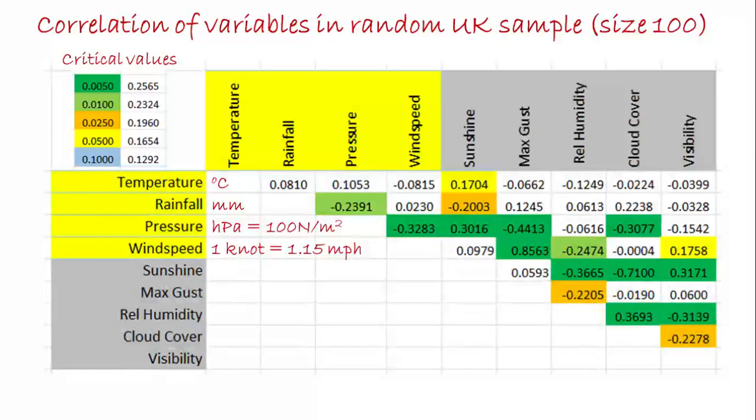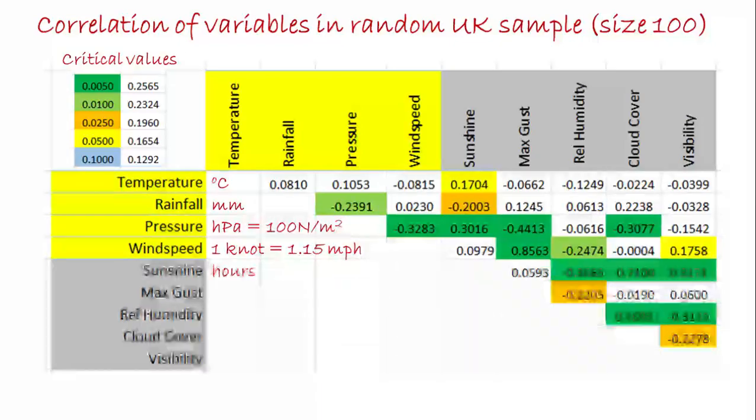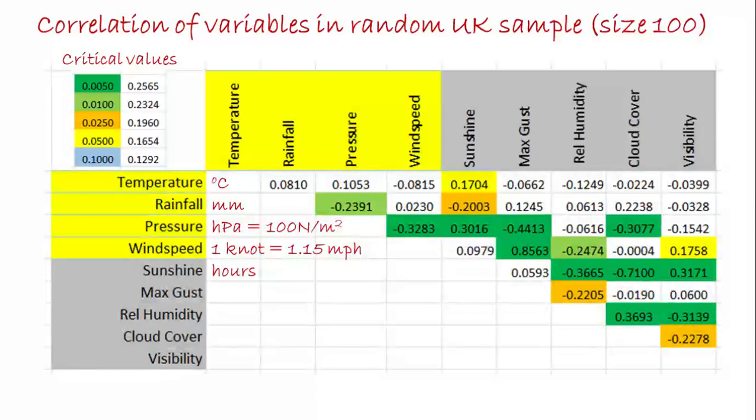Wind speed measured in knots, remember that they're 1.15 miles per hour. And you can see particularly the wind speed, not surprisingly, is very strongly correlated with the maximum gust speed. It's negatively correlated with the relative humidity, and it's also positively correlated with visibility. Sunshine in hours, that's negatively correlated with the relative humidity, very negatively correlated with cloud cover. Too much cloud, you're not going to get much sunshine. And it's also positively correlated with sunny. You can see further on a sunny day.